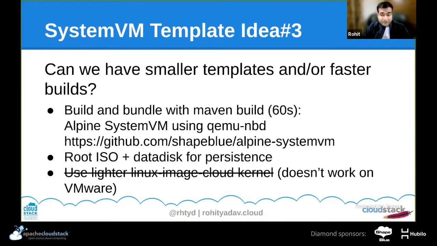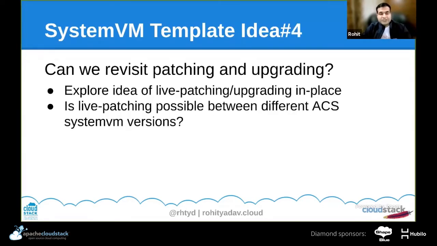It has drivers for webcams, printers, audio, and all those things that you don't require for a Linux kernel running your virtual router. So we tried to see, can we use the Linux cloud kernel, which is an optimized version, which doesn't have those modules? But surprisingly, that didn't work out of the box on VMware. So we had to drop that optimization. So, okay, we are done with some yak shaving. What else can we do for systemvm template improvement?